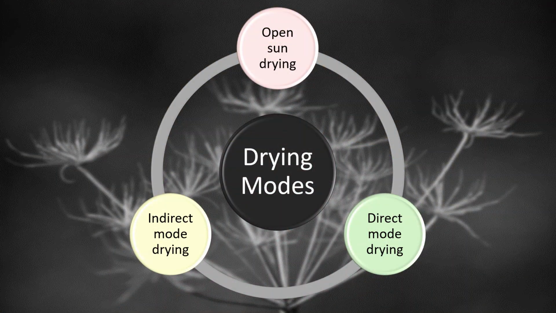Depending on how the solar energy is collected and utilized to dry the product, various drying modes are there: open sun drying, direct mode drying and indirect mode drying. In this particular module, we will discuss open sun drying in detail. Open sun drying has been an age-old process. It is not a new process. People have been using this open sun drying for a very long time, for drying agriculture products and various food items.